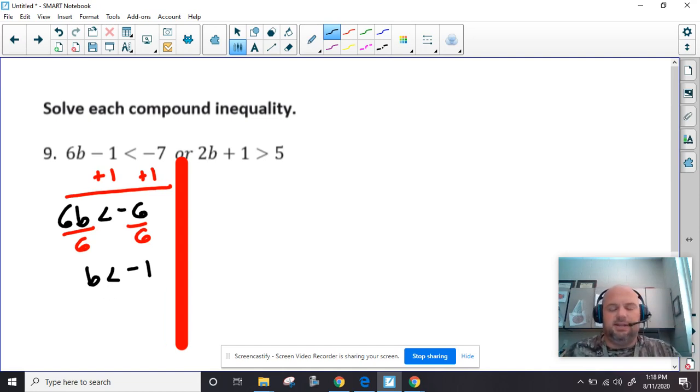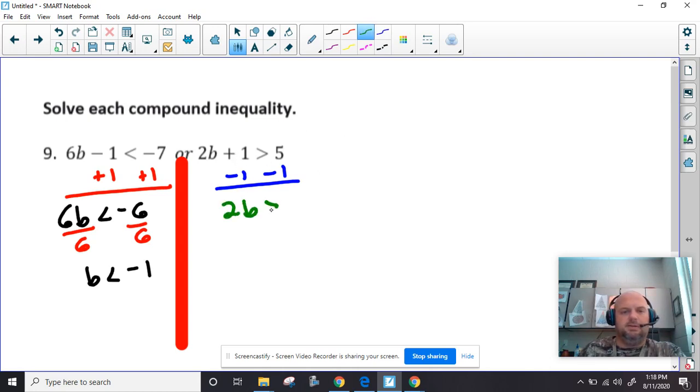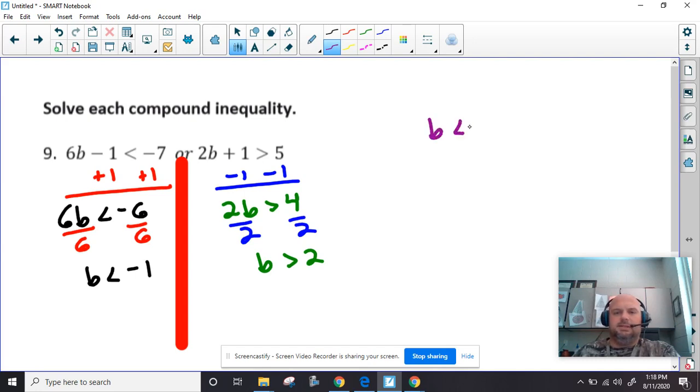Our answer is negative. That doesn't mean that we flip the sign. Some of y'all that I've had before had issues with that. Don't worry. A lot of people do. It's called being human. Subtracted 1, 4, and then we have b is greater than 2. So our actual answer is b is less than -1 or b is greater than 2.